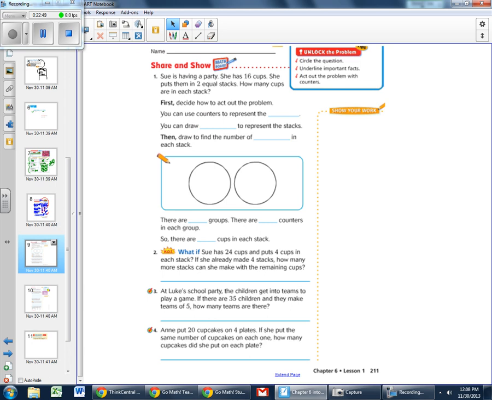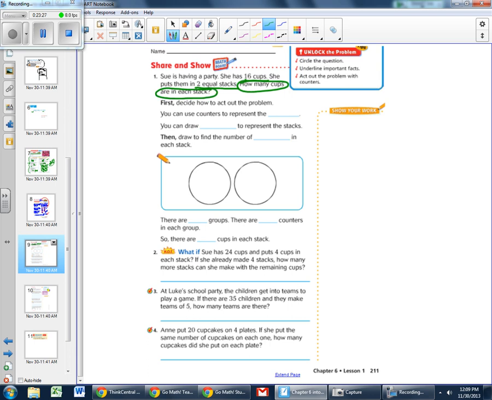Okay, unlocking the problem. If you look up in this top box, you're going to circle the question. We've done that before. You're going to underline the important facts, which is what I told you to do before. And then you're going to act out the problem with counters. Okay? So let's start by reading our problem. Sue is having a party. She has 16 cups. She puts them in 2 equal stacks. How many cups are in each stack? So here's our question. How many cups are in each stack?